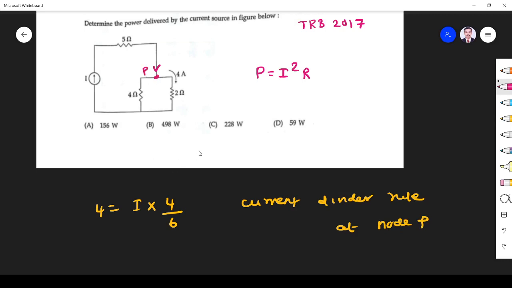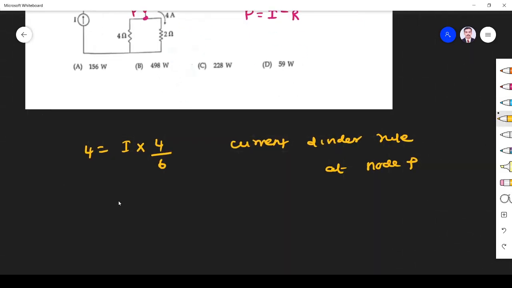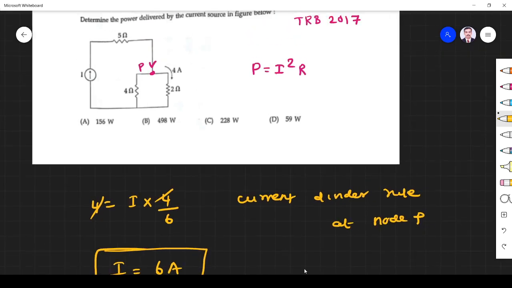So 4 must be equal to the total incoming current times the parallel resistance 4 divided by the total resistance 4 plus 2, that is 6. Now 4 cancels, so I is equal to 6 ampere. Now we have to find I squared R.